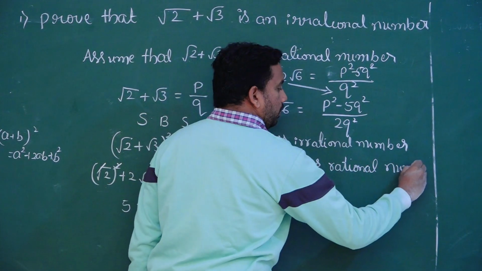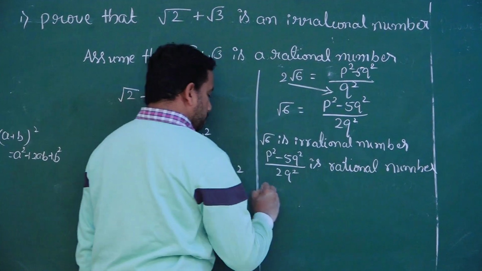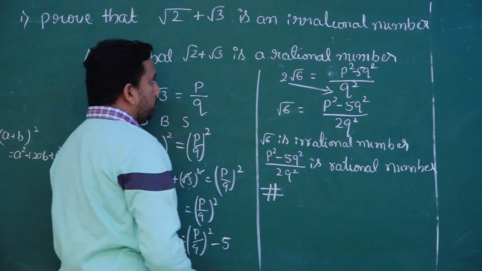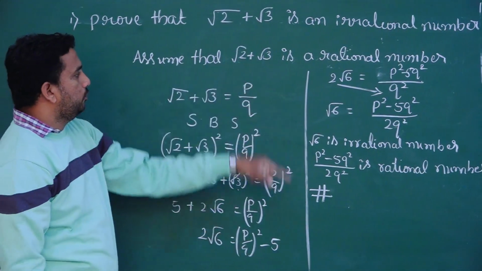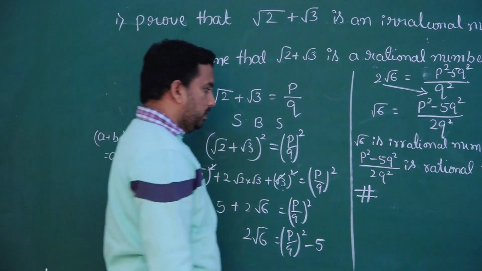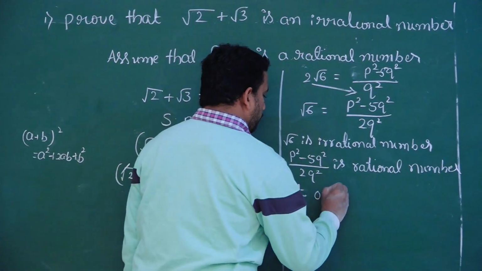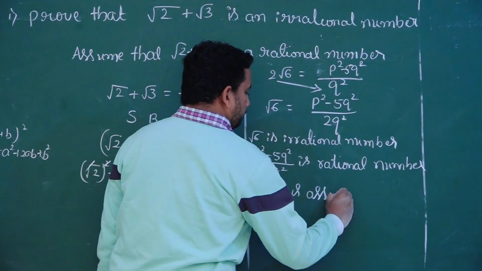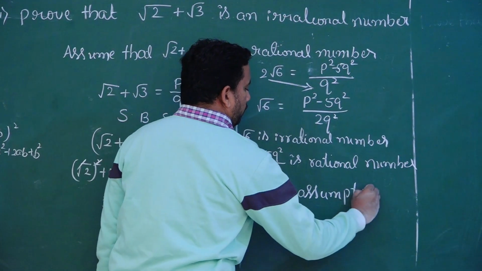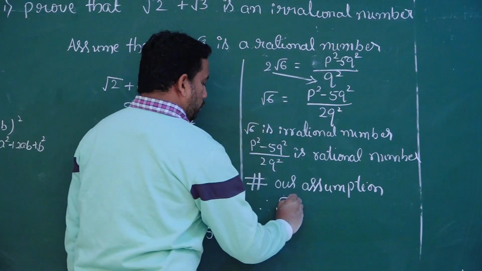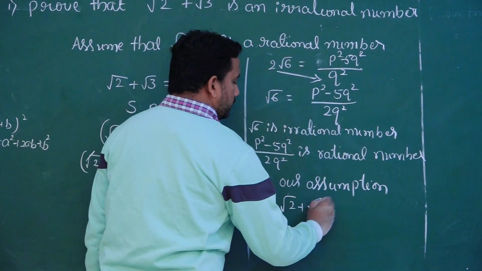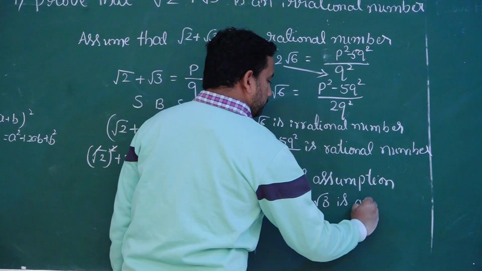This is a contradiction to our assumption. What is our assumption? Root 2 plus root 3 is a rational number. This is a contradiction to our assumption. Therefore root 2 plus root 3 is an irrational number.